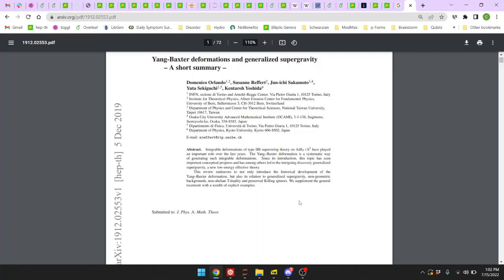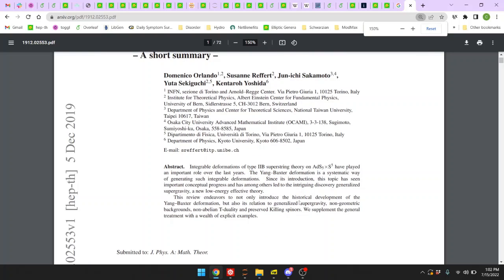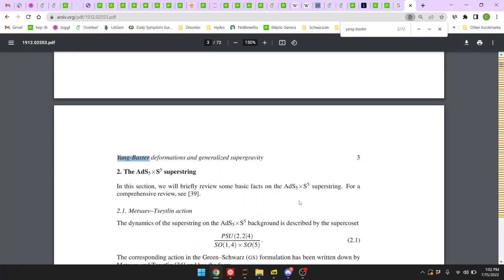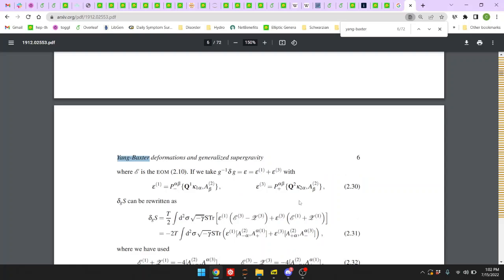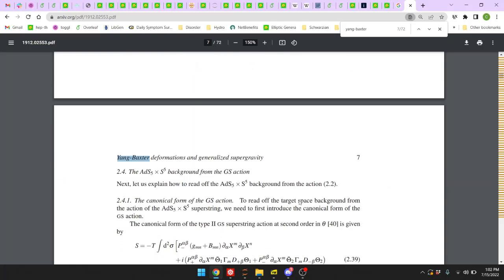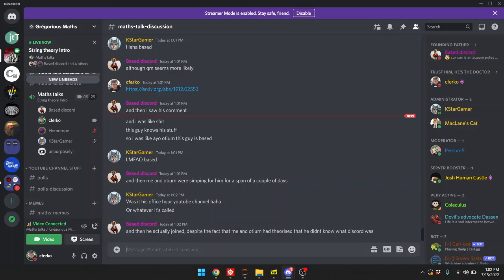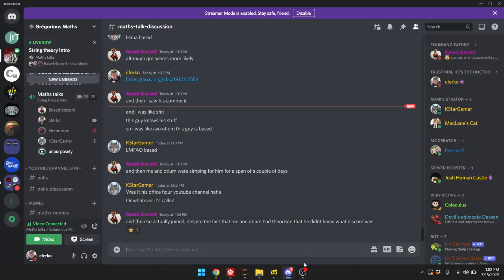So this review is explaining how to use techniques like non-abelian T-duality, Killing spinors, and all this other stuff, to study integrability, in particular through the Yang-Baxter deformation. If you've studied integrability, you'll probably have heard of the Yang-Baxter equation and deformation quite a lot. So that's a good reference, and you can look at the citations in there for other papers.